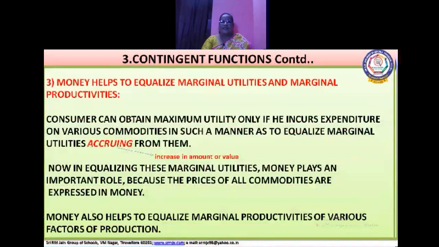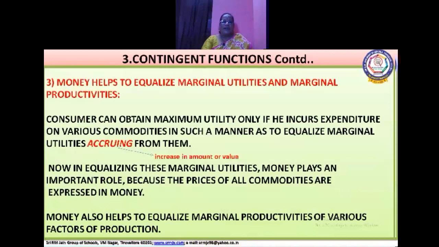In contingent functions, let us see the third one. Money helps to equalize marginal utilities and marginal productivities. A consumer can obtain maximum utility only if he incurs expenditure on various commodities in such a manner as to equalize the marginal utilities accruing from them. What do you mean by accruing? This is a new word: increasing.